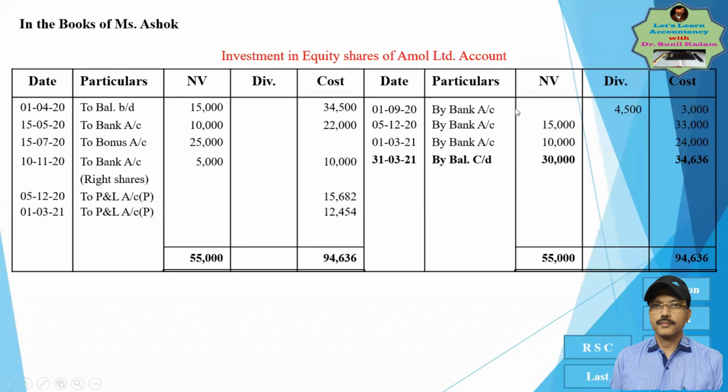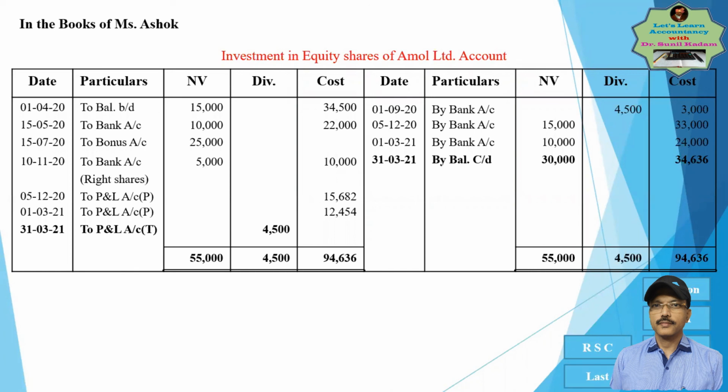Now let's go to that. We have to close the dividend account. In the dividend column, credit side only 4,500 with the total. Get the total on the debit side, and this will be transferred to the profit and loss account by passing the entry. On 31st March 2021, the entry will be: dividend account debit to profit and loss account. The amount is 4,500 transferred to profit and loss account. In this manner, we have to prepare the investment account.